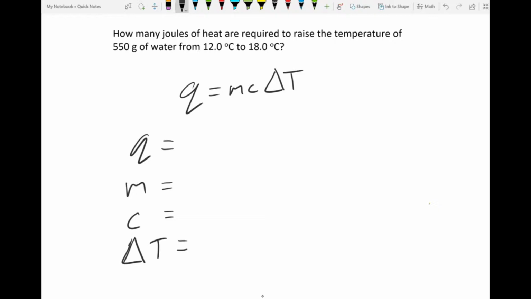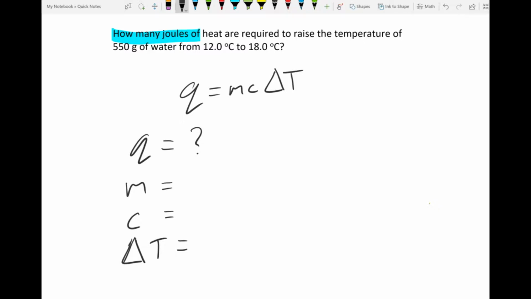So let's just read through the problem and see what we have. Okay, so at the top it says, how many joules of heat are required to raise the temperature of 550 grams of water from 12 degrees Celsius to 18 degrees Celsius. Right off the bat, the "how many" part: how many joules. That tells me I have no clue what my heat is going to be, which means I'm probably going to need to find it.